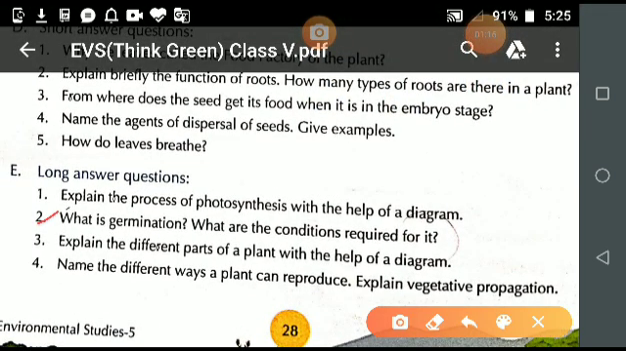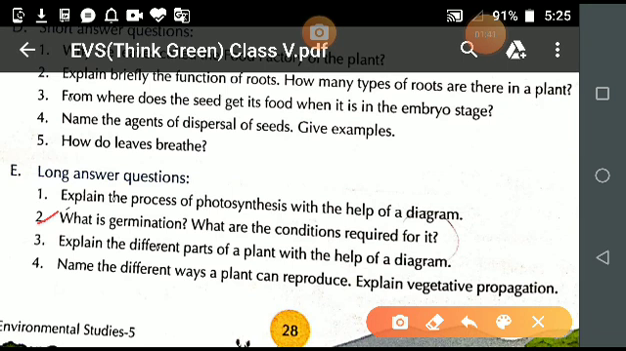Now I will discuss question number 2 with you. First of all, I give you the explanation, and after that I tell you the answer. Now the question is, what is germination? What are the conditions required for it?